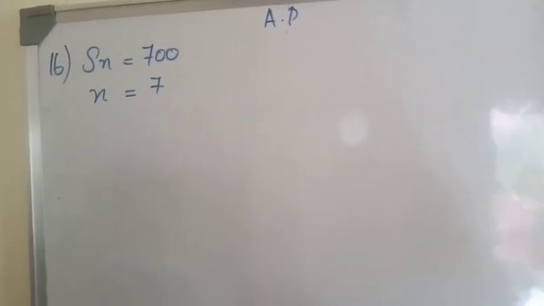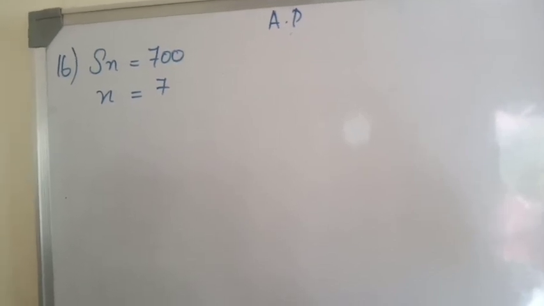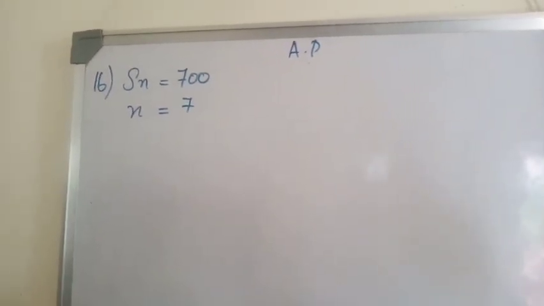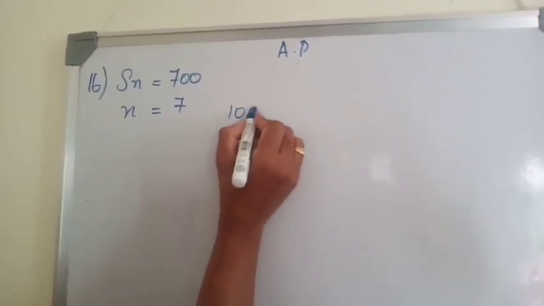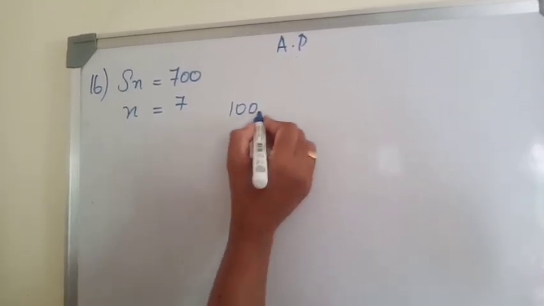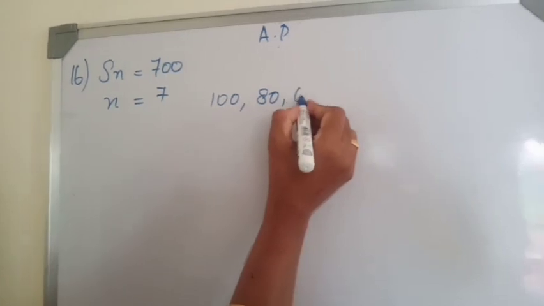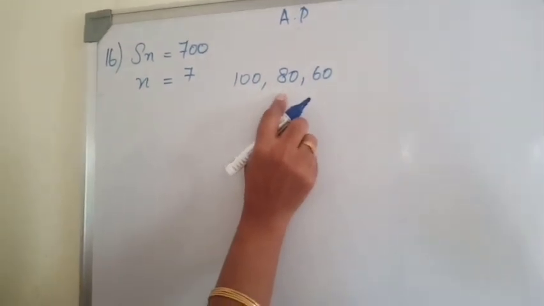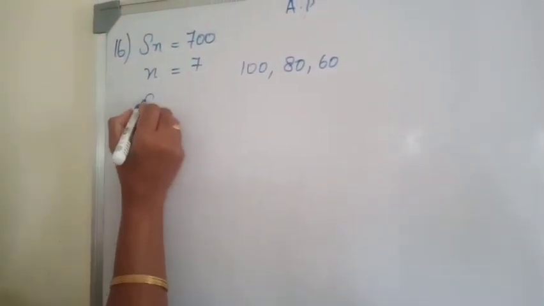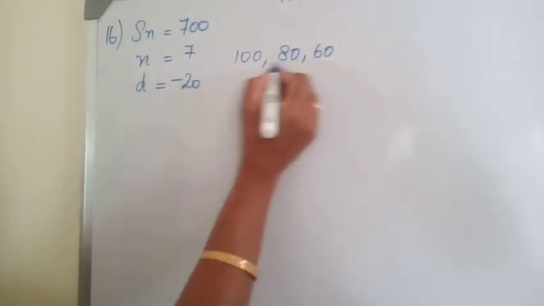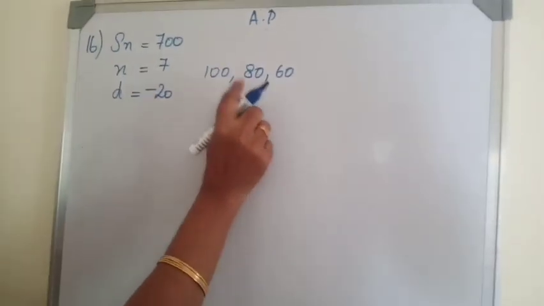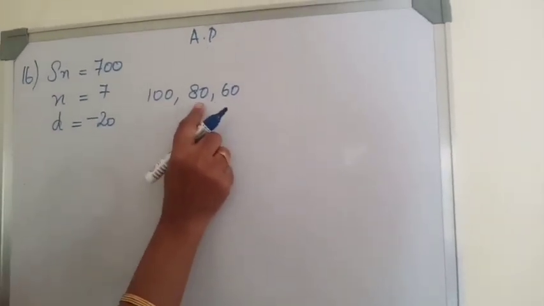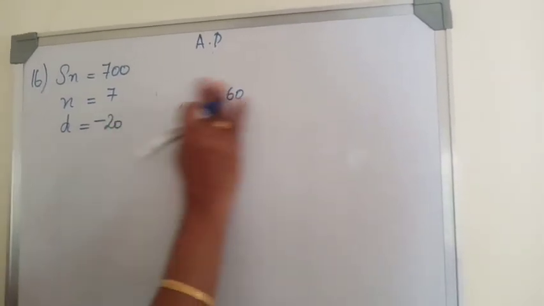If each prize is rupees 20 less than the preceding prize, what is the meaning of that? For example, if the first prize is 100 rupees, the next prize will be 20 rupees less. How much will it be? 80. Again 20 rupees less, 60, like this. So, what is the common difference? 80 minus 100, that is minus 20. So, 20 rupees less means D we have to write as minus 20. This I just showed you as an example. D will be A2 minus A1. So, D is minus 20.